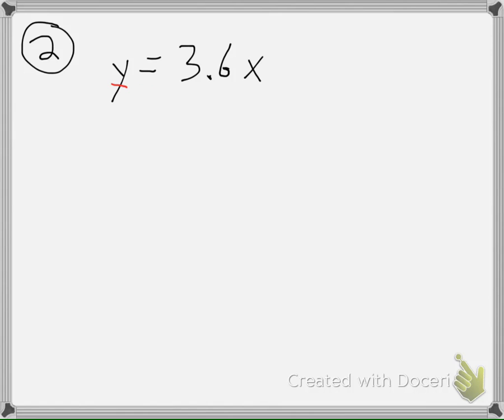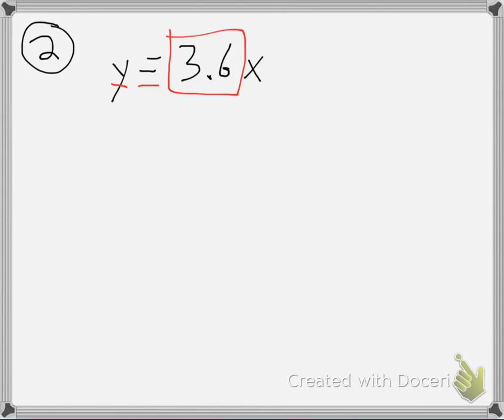Because it's y equals some number, a decimal number, but again, there's no rule against your direct variation number being anything that is not a whole number or a positive number. It can be anything other than 0. It can be negative, it can be positive, it can be a fraction, it can be a decimal. Basically, anything other than 0 is fair game. So we have y equals 3.6 times x, so this is direct variation.